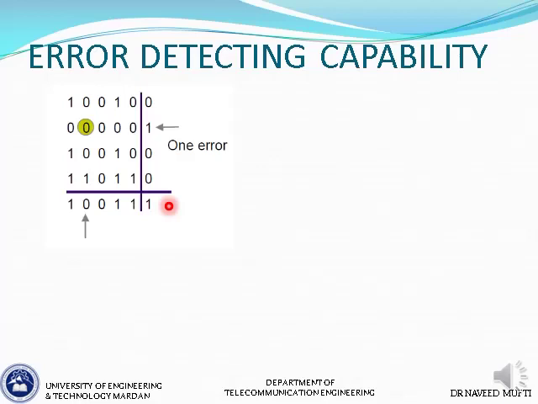So now it detected an error in the second row, so it can request the transmitter to retransmit the second row. So that's what will happen.